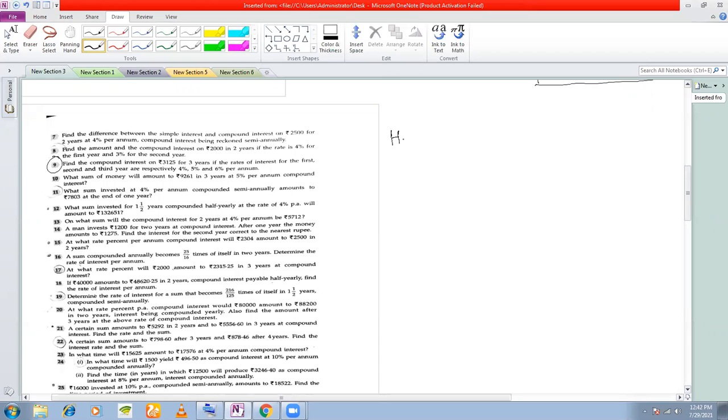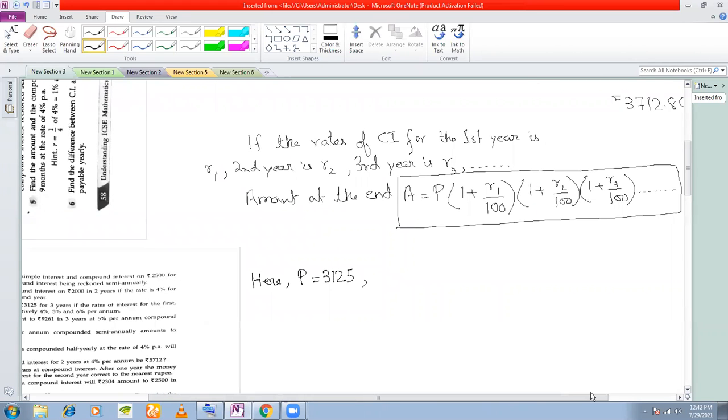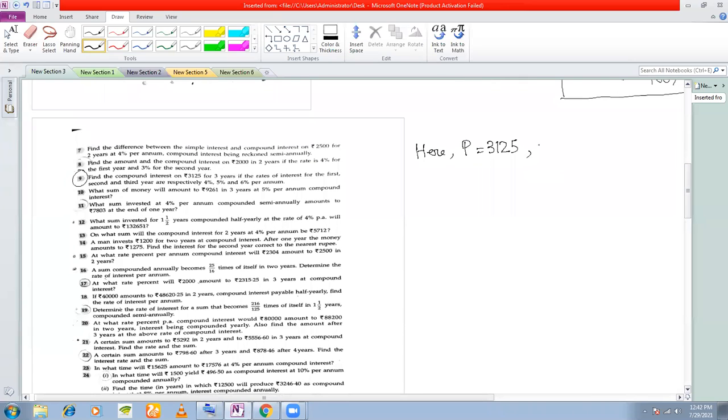So here, what is given? Principal is given 3,125. Okay, this amount is being invested. And for how long is it being invested? It is being invested for 3 years. Okay. If the rate of interest for the first year, now we will not write n is equal to 3 because if you see in the formula, there's no n here. Is there any n here? There's no n here, right? So therefore, we will not be writing n because all the rates are different for different years. So what is the rate for the first year? If you see, for the first year, the rate given here is 4%. For the second year, the rate given here is 5%. For the third year, the rate given here is 6%.